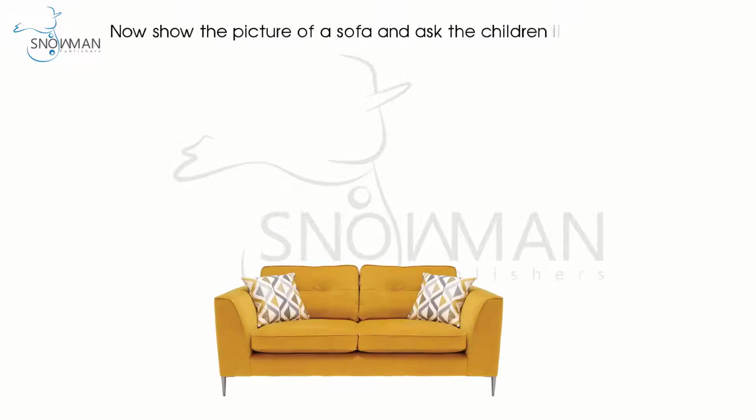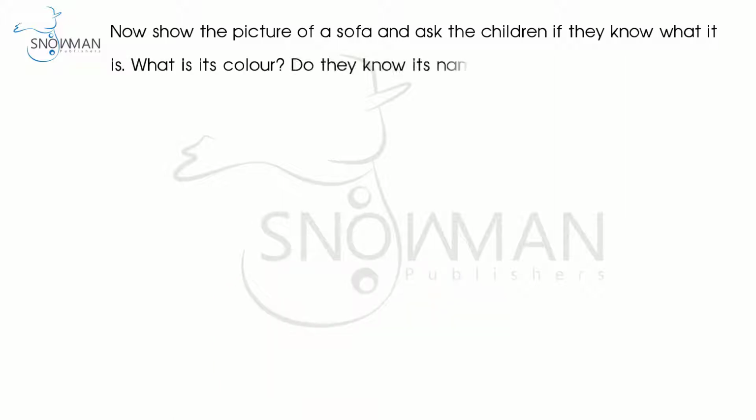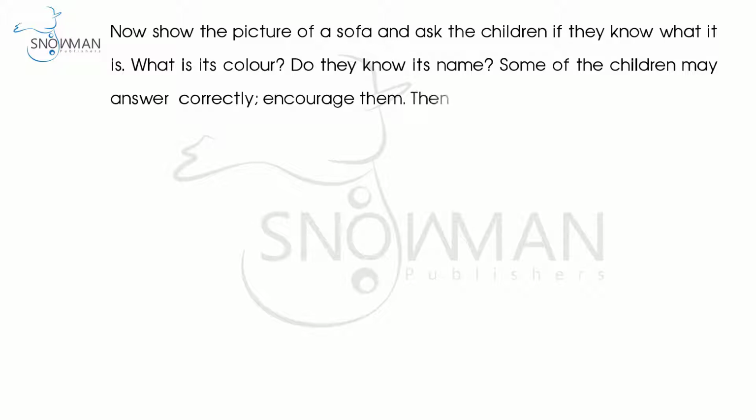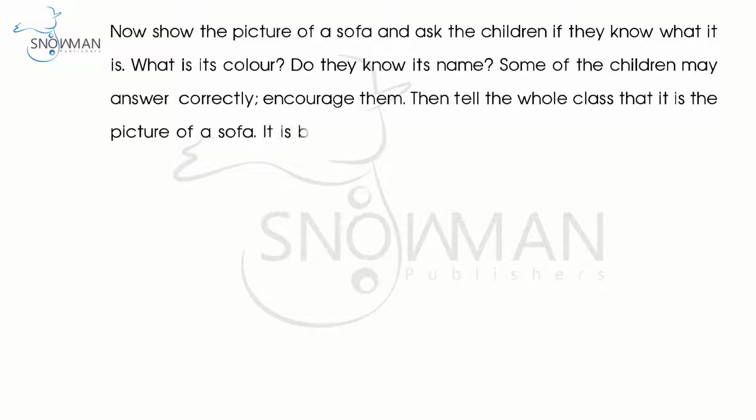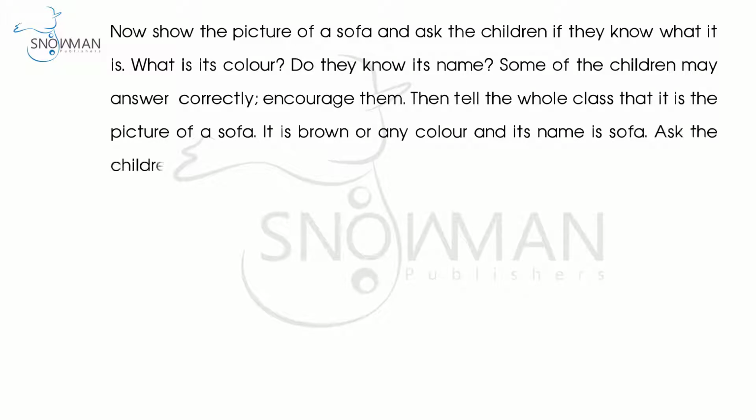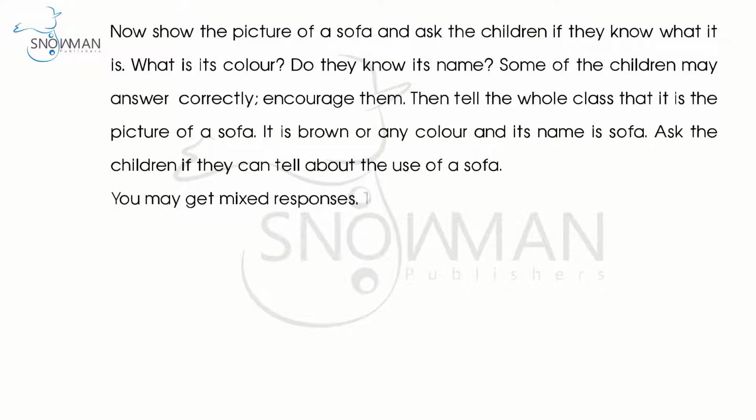Now show the picture of a sofa and ask the children if they know what it is. What is its color? Do they know its name? Some of the children may answer correctly. Encourage them. Then tell the whole class that it is the picture of a sofa. It is brown or any color, and its name is sofa. Ask the children if they can tell about the use of a sofa. You may get mixed responses. Tell them that sofa is used for seating.